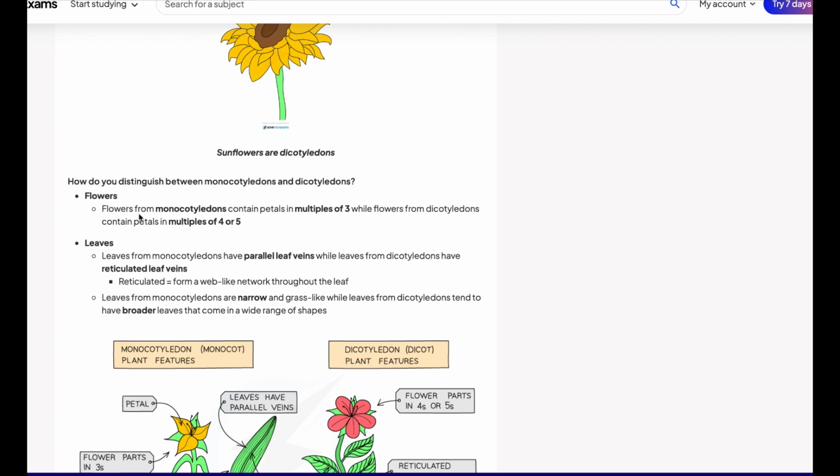In flowery plants, some are monocotyledon and some are dicotyledon. Di means two cotyledons, mono means one cotyledon. Now flowers from monocotyledons have petals in multiples of 3, while the ones from dicotyledons have multiples of 4 or 5.